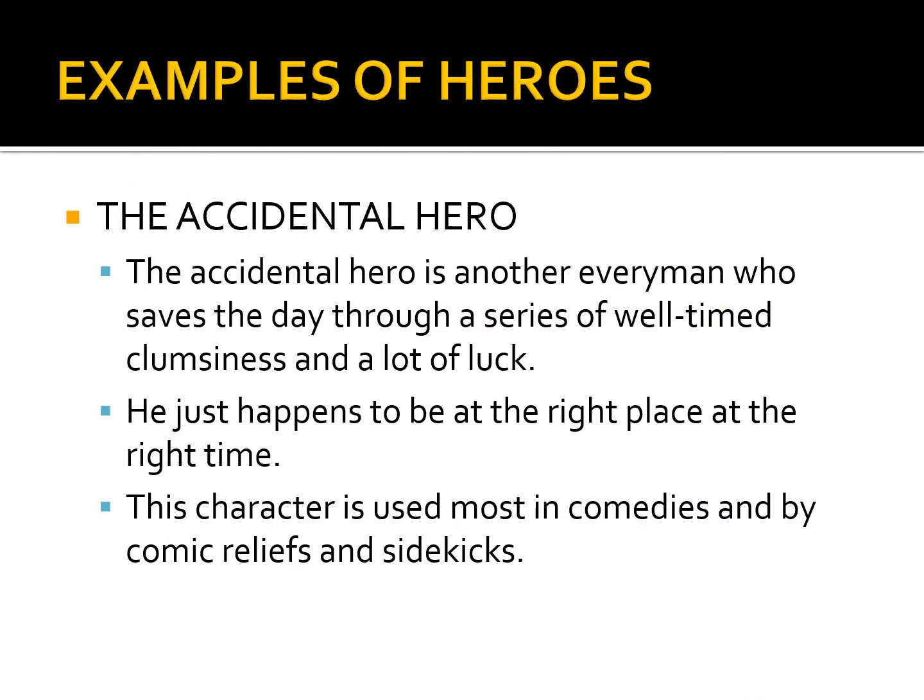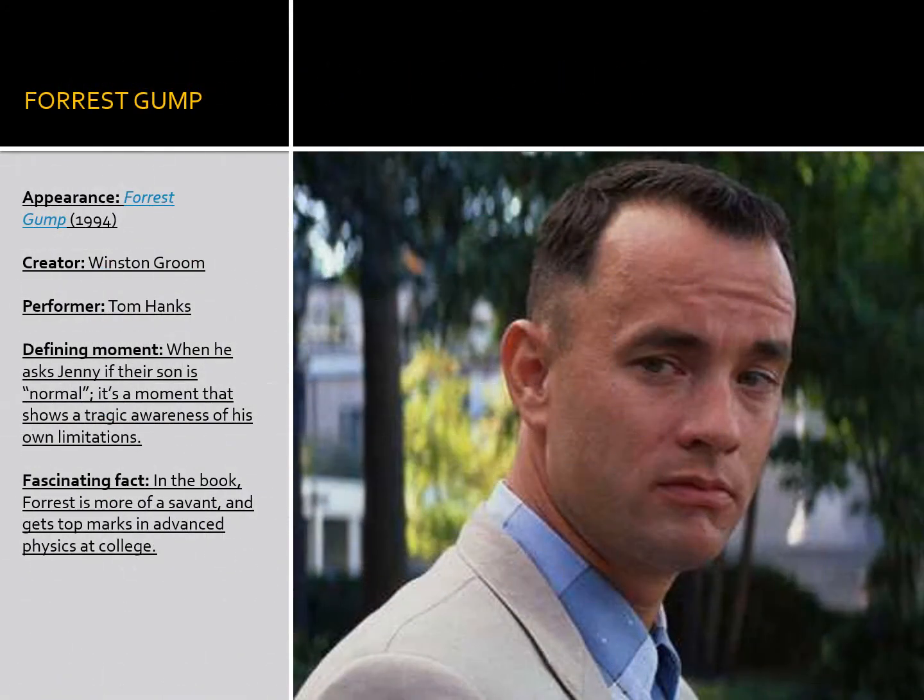The accidental hero is another everyman who saves the day through a series of well-timed clumsiness and a lot of luck. He just happens to be at the right place at the right time. This character is used mostly in comedies and by comic reliefs and sidekicks. The best example of an accidental hero is Forrest Gump. Also, all the characters created by Rowan Atkinson, like Mr. Bean and Johnny English, are accidental heroes.